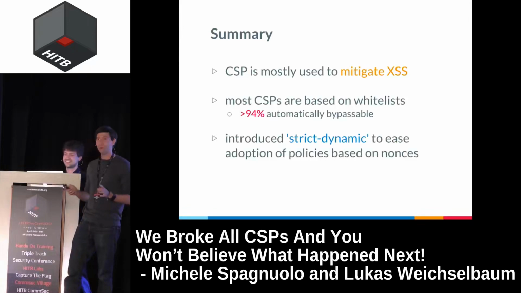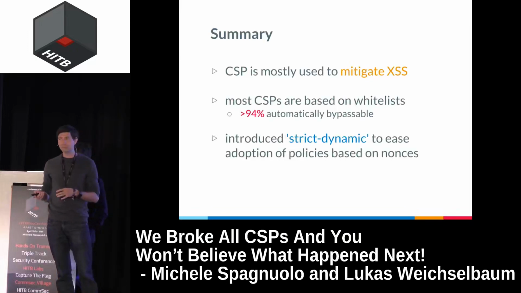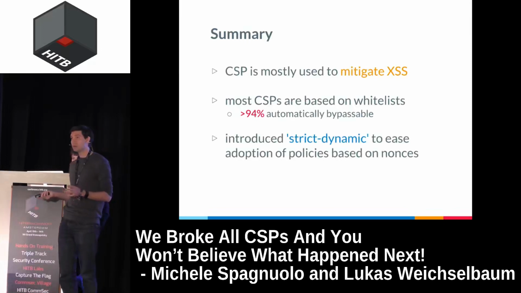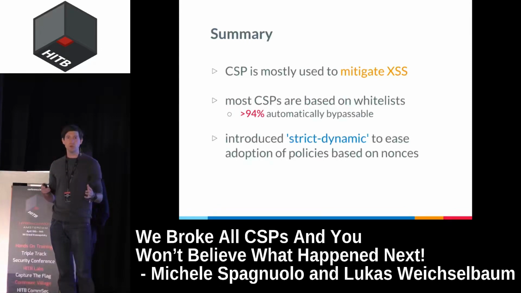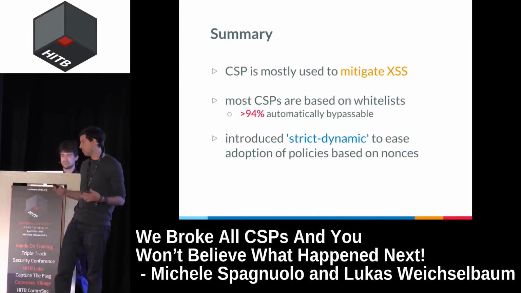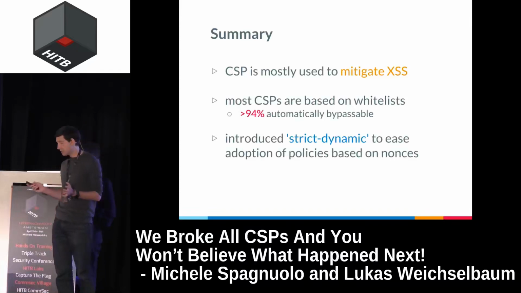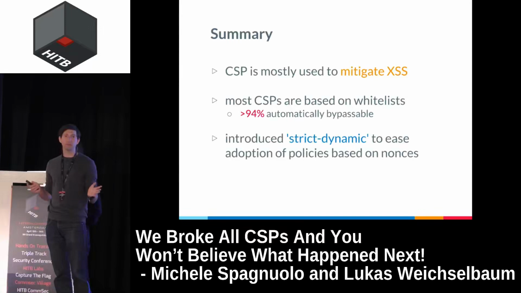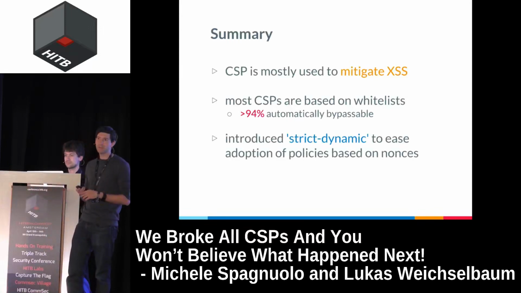So basically, we were here already last year, and we were mostly talking about how to bypass whitelist-based CSPs. We did a pretty big research on all content security policies we could find in the Google search index, and it turned out that most content security policies were used for mitigating XSS, which makes sense because this is why we have CSP mostly, right? In addition to that, we also evaluated the security of these policies, and it turns out that at this time, almost 94% of the whitelist-based policies were completely bypassable automatically. Which is pretty bad if you think of it, right?